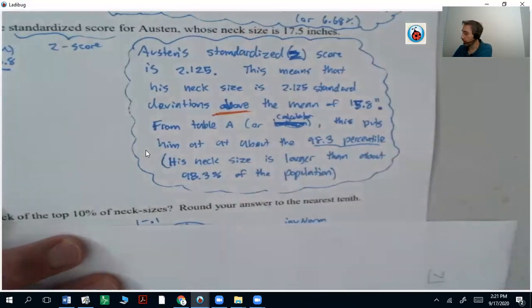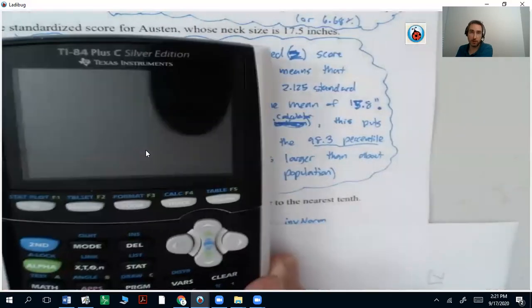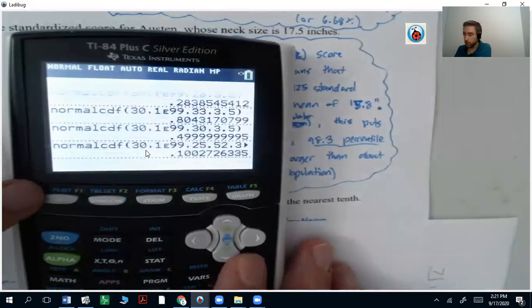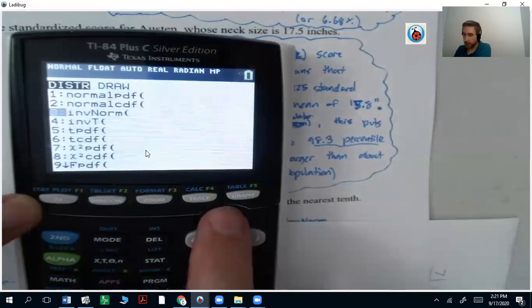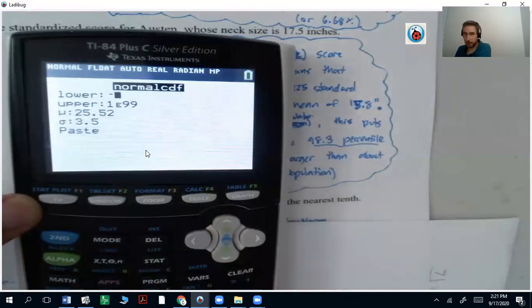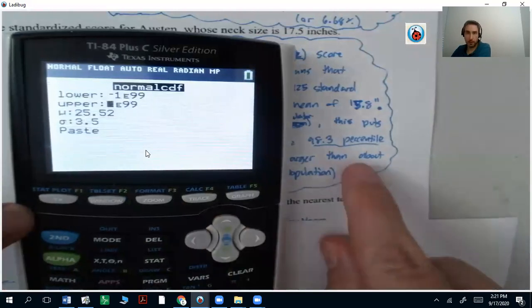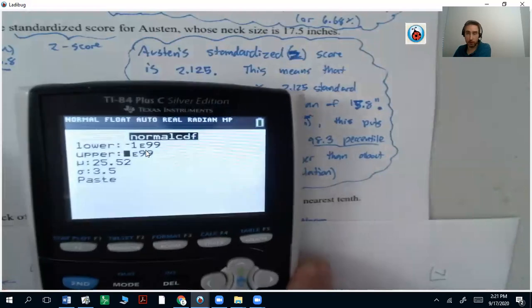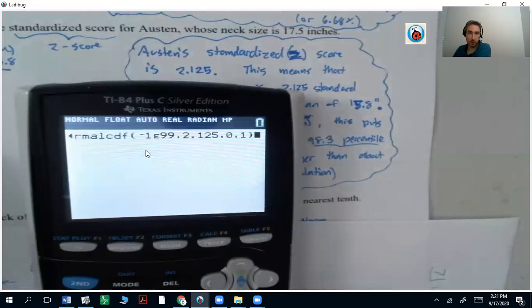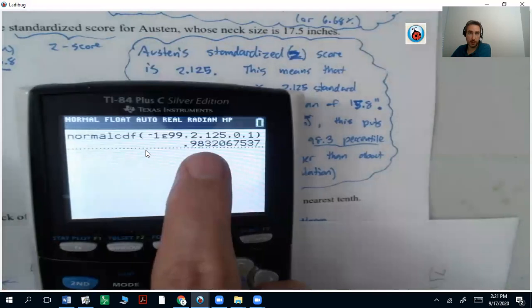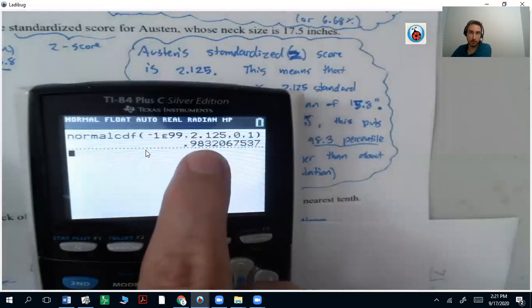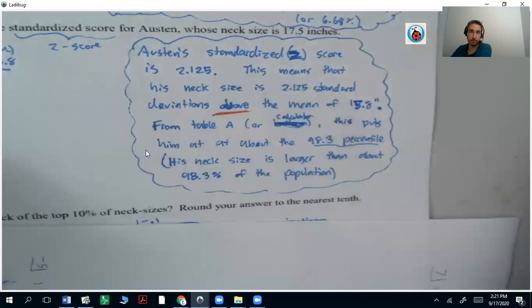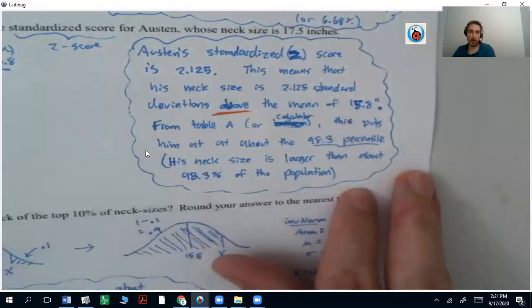population. And if you want to get that from the calculator, you just go second var, normal CDF. Z-score is everything below a number, so a -1E99. Your upper bound would be your z-score, which is 2.125. When it's in the z-score, your mean is 0 and your standard deviation is 1. And there's your 98.3%. The table would give you the same thing if you looked for that z-score. So he's got a very large neck compared to everybody else.